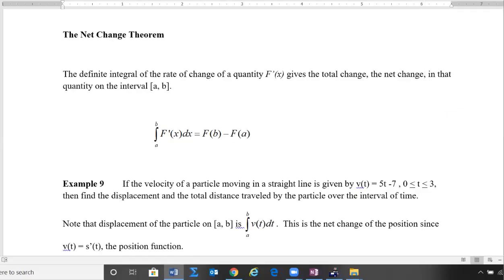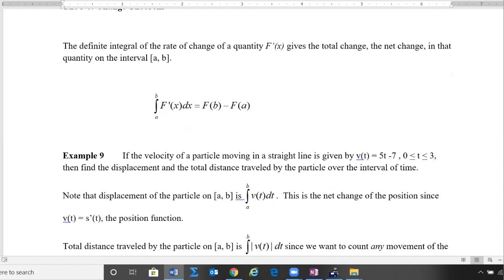One more theorem here, one more important idea, and that's the net change theorem. And this one says that if we make a definite integral of the derivative of a function, then we will be getting the net change in the function. How much did it change from A to B? What's the difference between f of B and f of A? So how much did it change between those two? The net change.